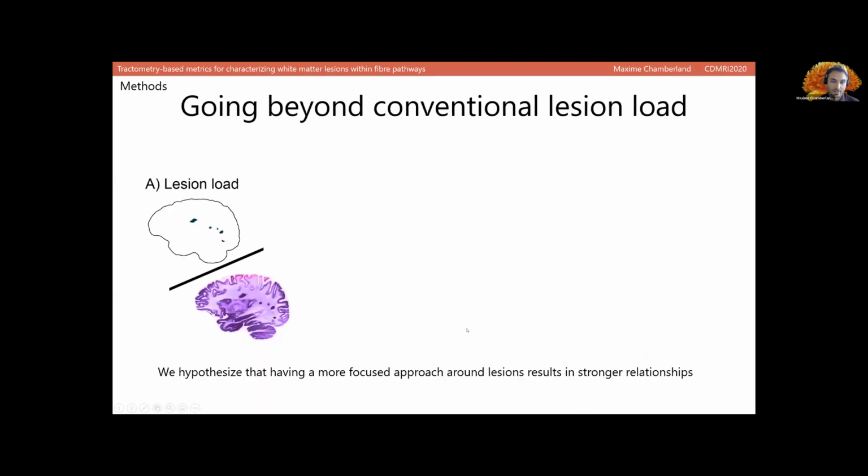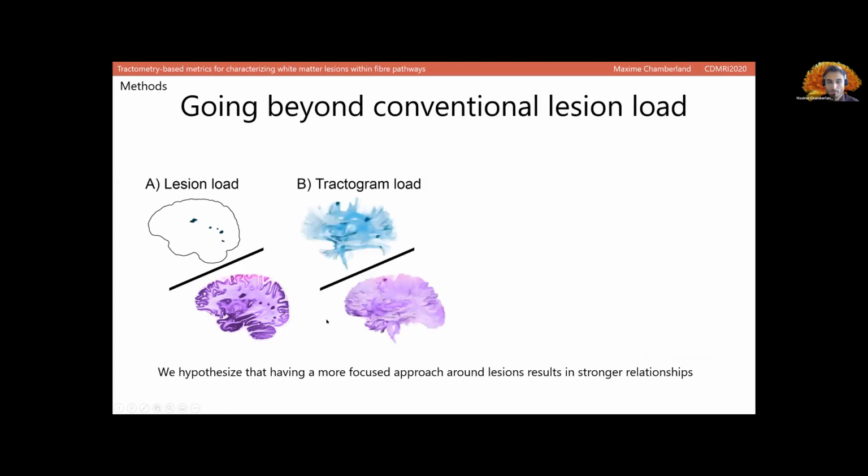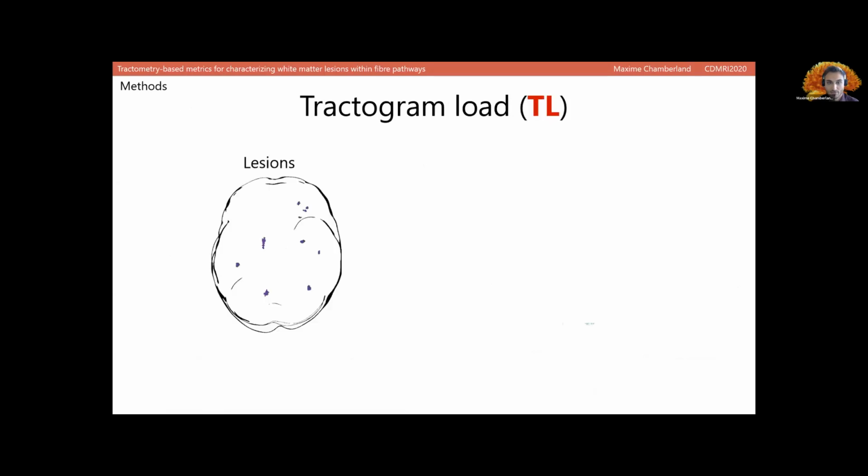Based on these advances, what we propose here is to go beyond the conventional lesion load approach in MS, and I propose 3 new metrics that we evaluated in a cohort. The first metric is basically a straight-up extension of lesion load to the tracks space, which is called the tractogram load. To better understand what I mean, I prepared a small toy example here.